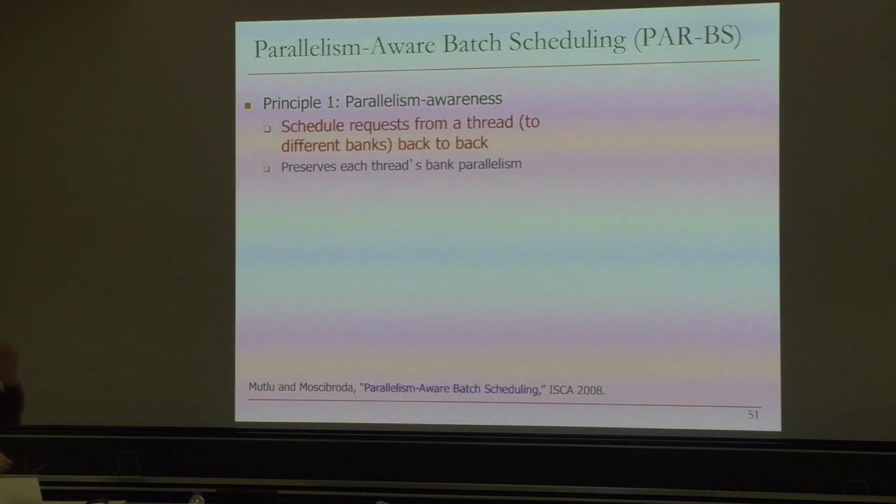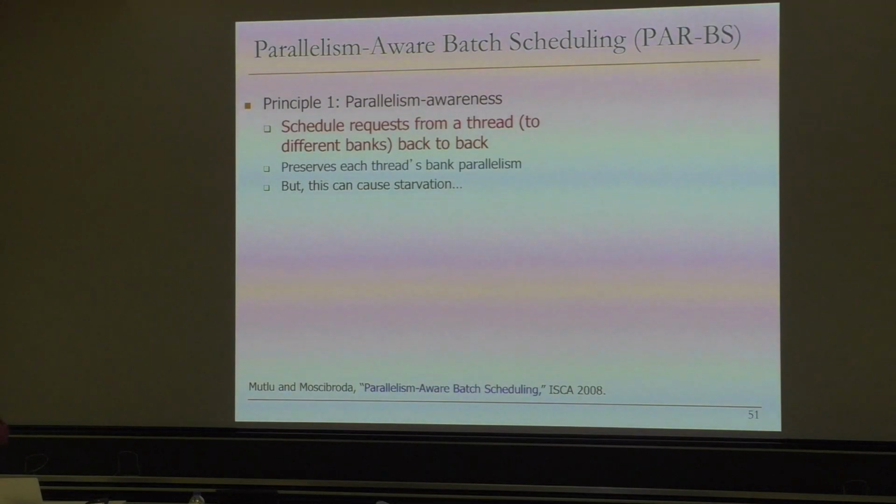Okay, so how do you actually enable this? How do you implement something like this? This is simpler to implement clearly than estimating slowdowns, but how do you actually make it even simpler? So there are 2 principles basically. One is parallelism awareness. I've already given this to you. Basically, this dictates that you want to schedule requests from a thread to different banks back to back. And the goal is to preserve each thread's bank level parallelism.